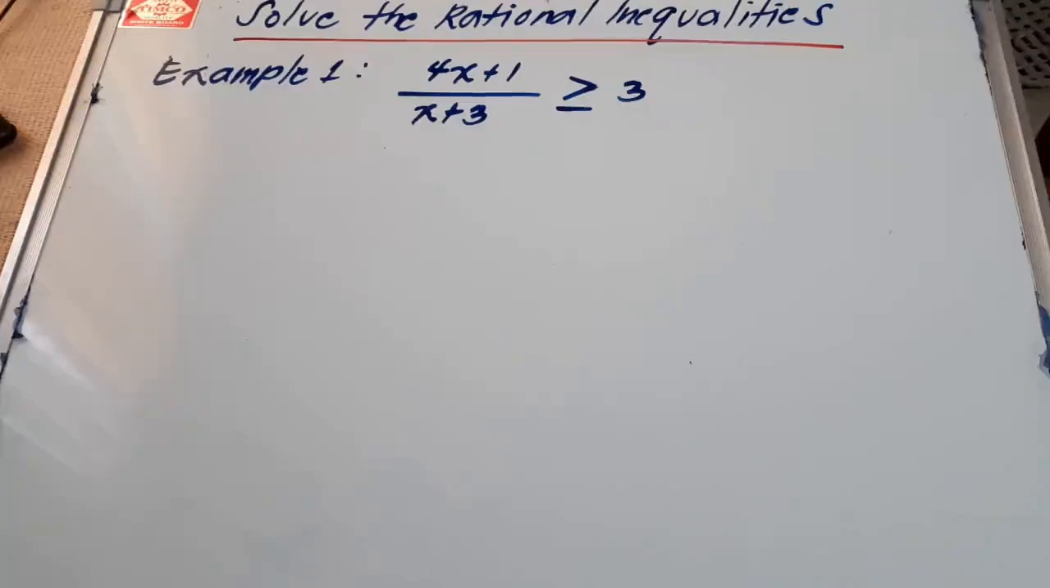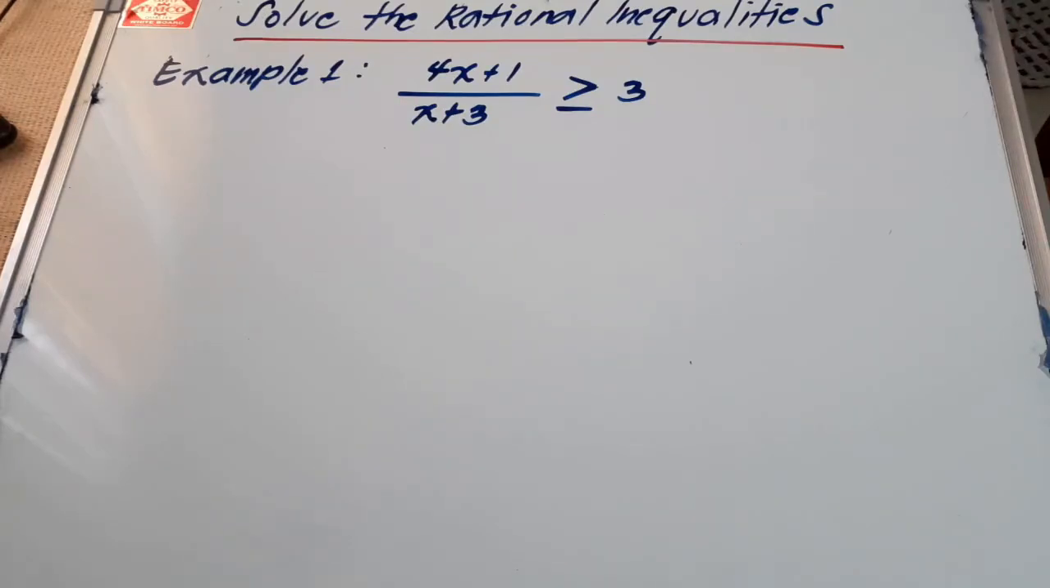So, good day. In this video, I'm going to show you how to solve rational inequality by following suggested steps in finding the solution to a given rational inequality. Actually, it consists of 6 steps. Now, we have here example number 1. The rational inequality is 4x plus 1 all over x plus 3 greater than or equal to 3. Now, to solve this rational inequality, we're going to follow, as I've said earlier, 6 steps.